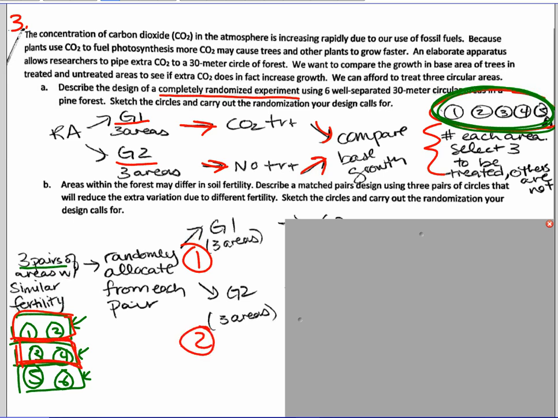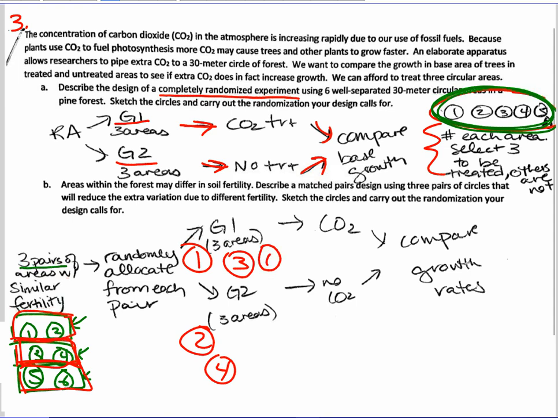Now I'm in here, this similar pair 3 and 4. Let's say I randomly pick a number and I pick number 3. That means number 3 goes here, number 4 goes here. Now I'm in here, 5 and 6. I randomly pick number 6, let's say. So that means circle 6 goes here and circle 5 goes here.